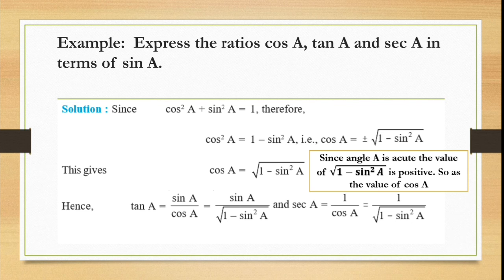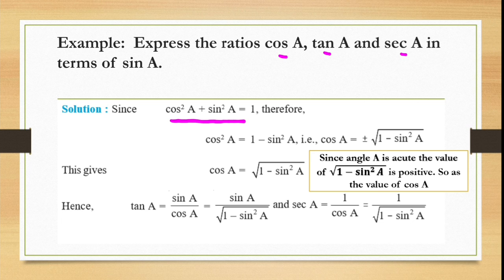So let's check the examples. The first example is: express the ratios cos A, tan A and sec A in terms of sin A. So you have to express these three in terms of sin A. So you know this identity, right?